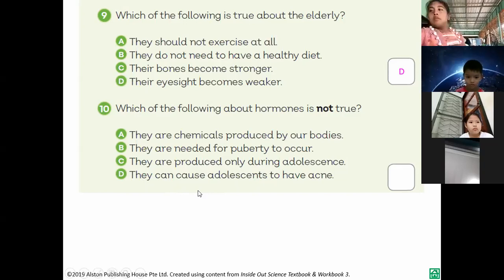All right, so the answer for number 10, that's gonna be letter C. They are produced only during adolescence. So this is not true.